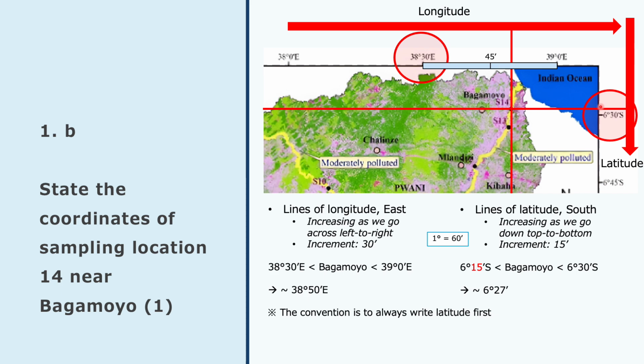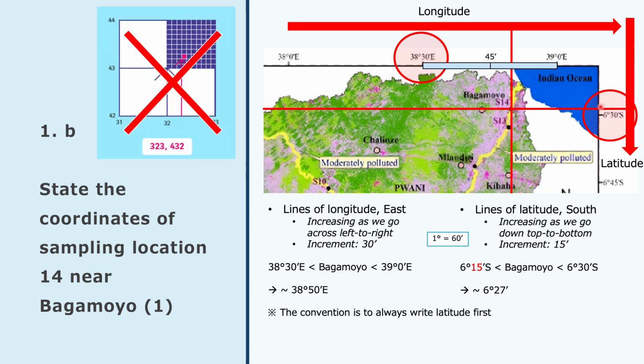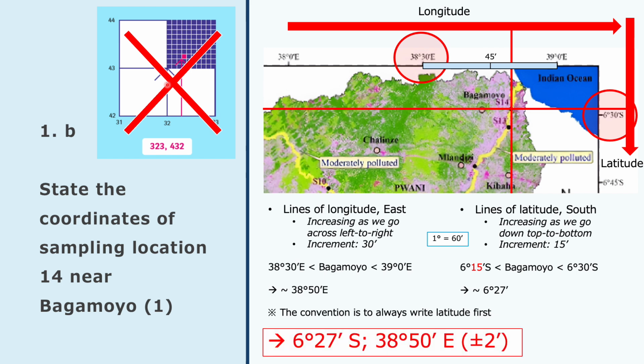The convention is always to write the latitude first, however, so we're going to begin with that 6 degrees 27 minutes. This is very different from when you're writing coordinates using an area reference or a grid reference system. When you're doing area and grid reference, the horizontal is always given first, like the x-axis, then the y-axis is given. When you're doing longitude and latitude, however, the convention is to put latitude first. So 6 degrees 27 minutes south and 38 degrees 50 minutes east is my best approximation.